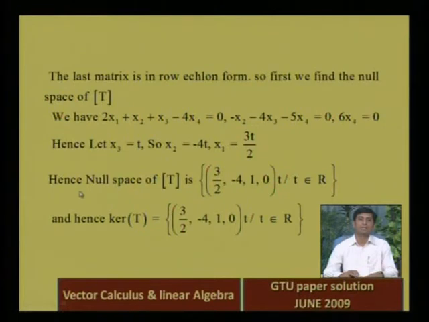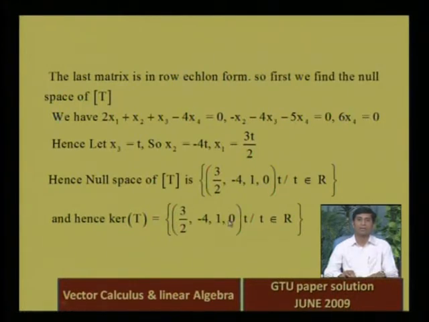Okay. So the null space of the standard matrix T is (3/2, -4, 1, 0). Set theoretically we can write it in this manner: the set of (3/2, -4, 1, 0) times t, where t belongs to R. So the kernel of T is exactly this set, and if you want to write down the basis of the kernel of T, that is (3/2, -4, 1, 0).